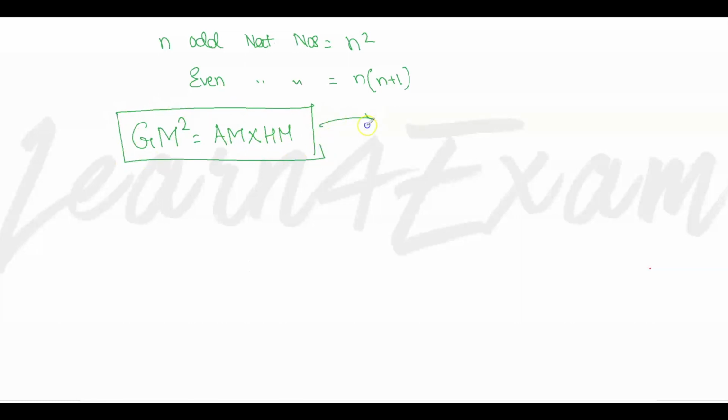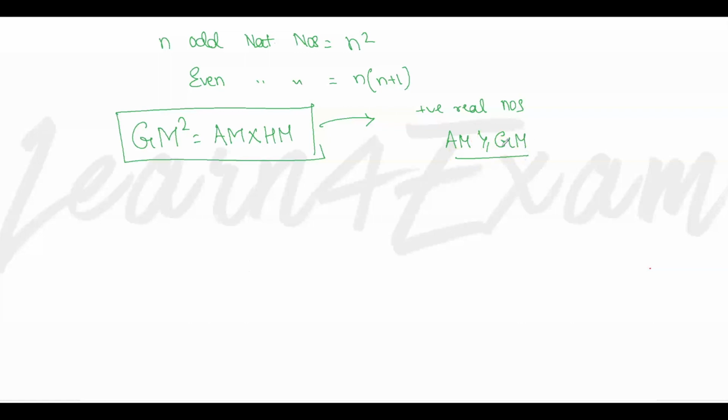From this, I also want to tell you something: if you are talking about positive real numbers, then the arithmetic mean is greater than or equal to the geometric mean. AM is greater than or equal to GM when we are talking about positive real numbers.